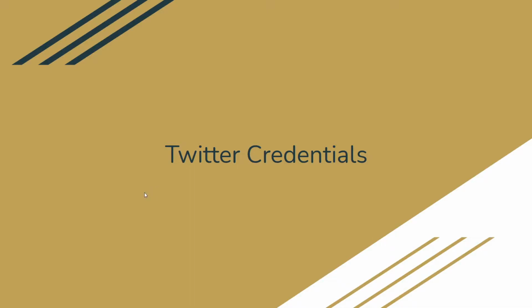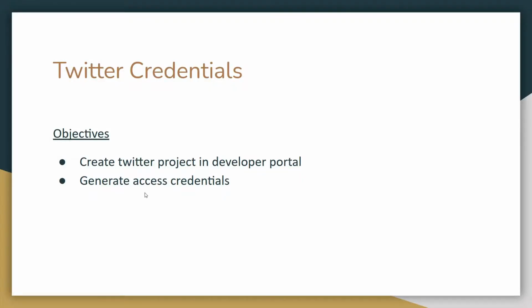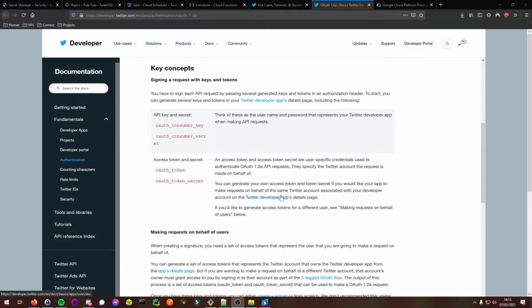Next, let's look at the Twitter credentials available through the Twitter developer portal. In this section, we've got two things we're going to look at. Firstly, creating a Twitter project in the developer portal, and then also generating and getting our access credentials. Before we get started using the credentials proper, I just wanted to mention that Twitter has excellent documentation available on their website. There is also a link in the description to the same documentation if you want to read up more on these credentials that we're using and how they work. With that said, let's move over to the developer portal.